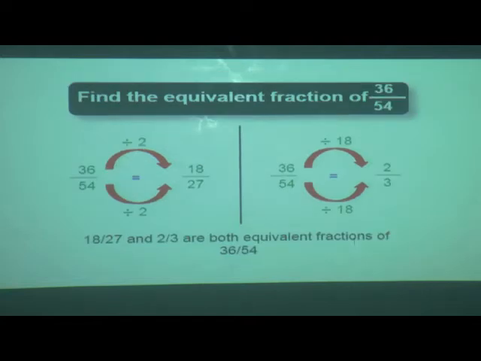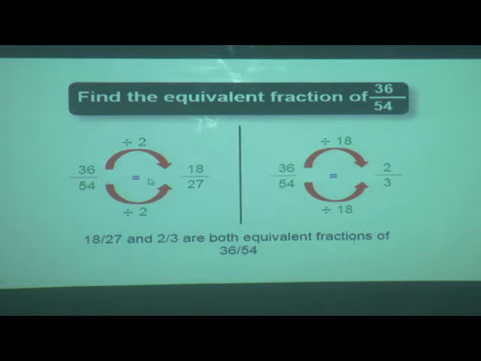Find an equivalent fraction of 36 upon 54. 36 upon 54. I think you are finding that it is too large a number in the fraction form. Yes, I already told you we can go by two methods, one by multiplying and one by reduction, that is nothing but the division method. So our given fraction is 36 upon 54.